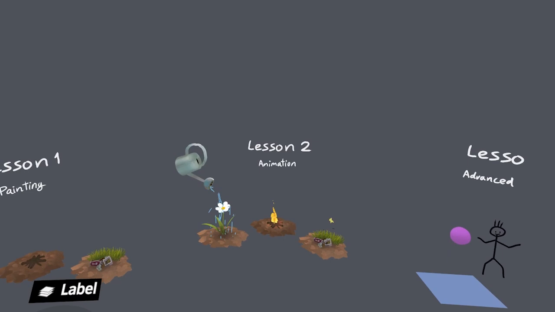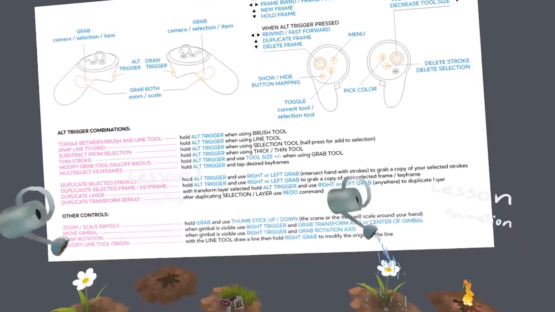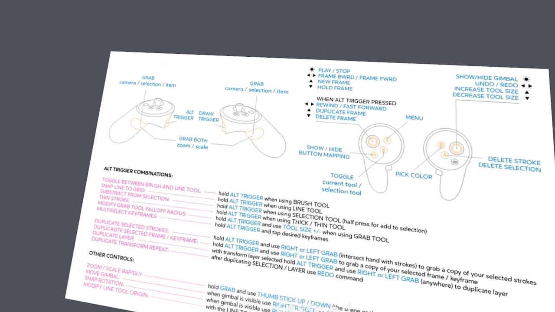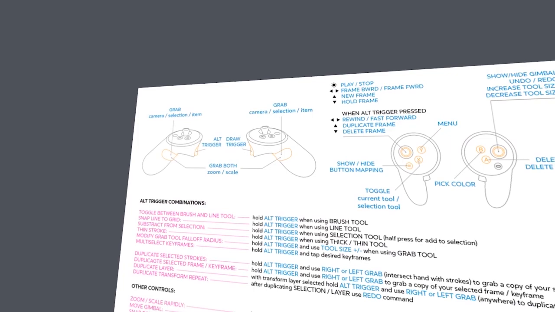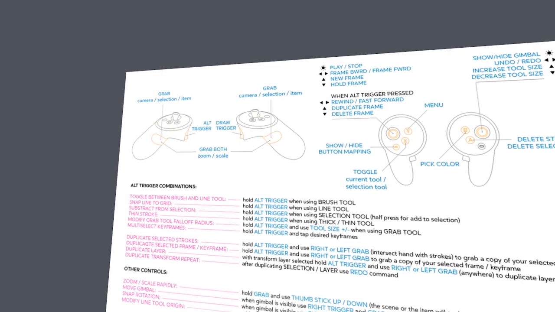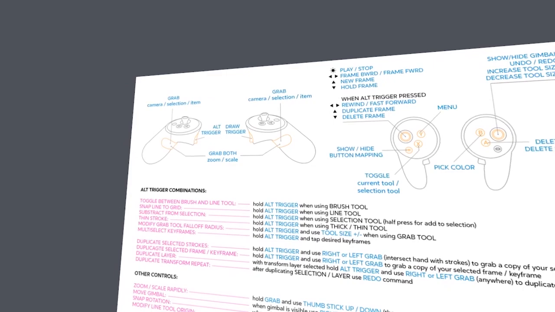But before I start with that, you have this bottom left button, the menu button on your Oculus touch controllers. You will have the button mapping that you can turn on and off. So I will refer to some of those functionalities here. Look at your left hand, there's a grab tool, there's an alt trigger. Alt trigger is really important, so make sure you know where it is because I'm going to refer to that quite a bit. Then grab for the middle finger, and grab for navigating through the scene.